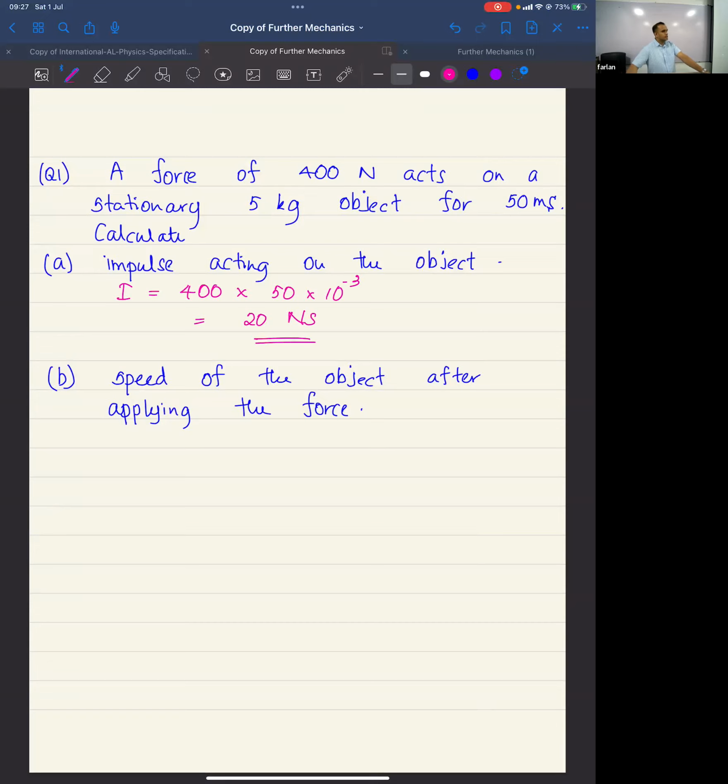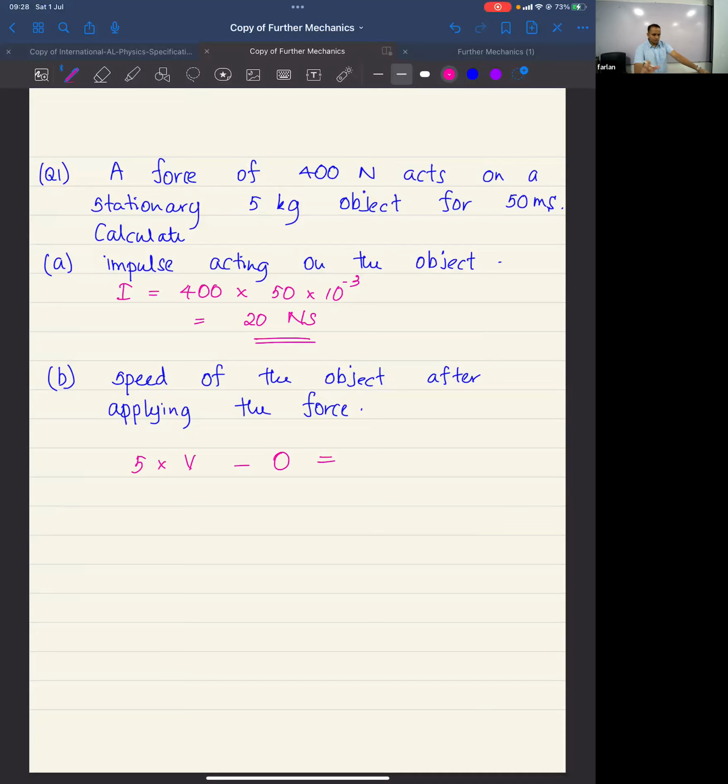Correct? Impulse is 20. So to see the speed of the object after applying the force, the impulse is equal to the change in momentum. So the change in momentum will be final momentum minus initial momentum. So the final momentum is 5 into the final velocity, minus the initial momentum, which is 0. Correct? Why 0? Because it was stationary, speed is 0.